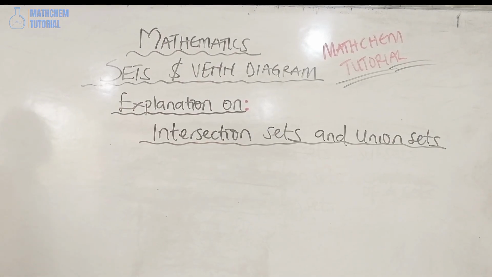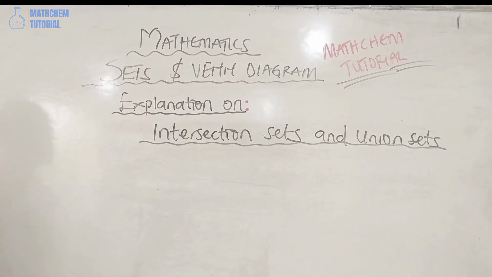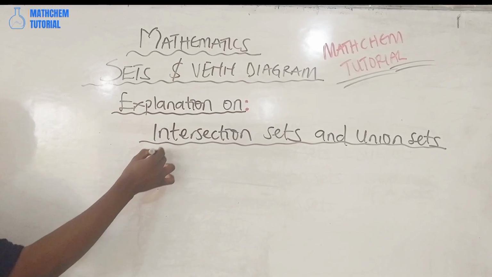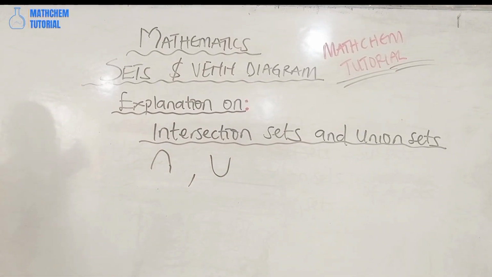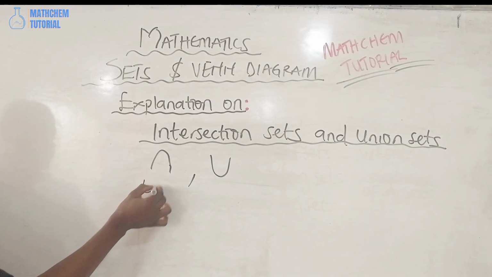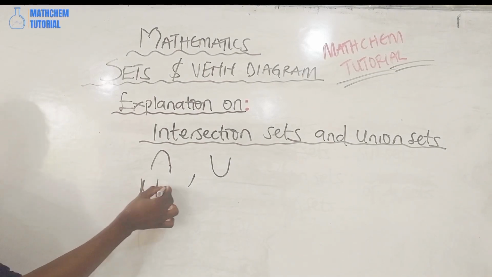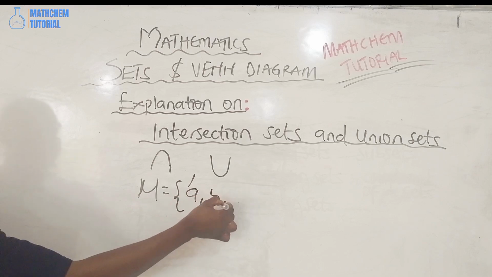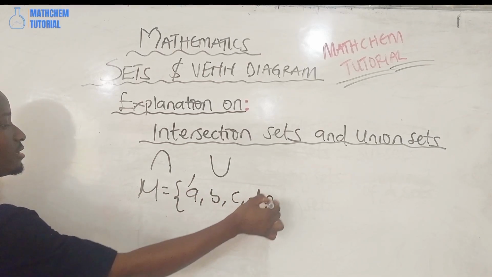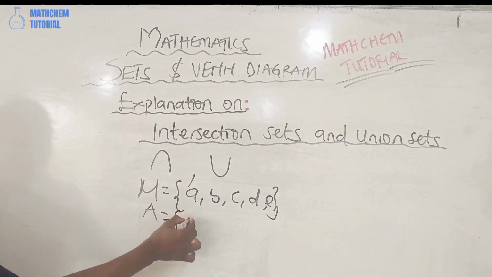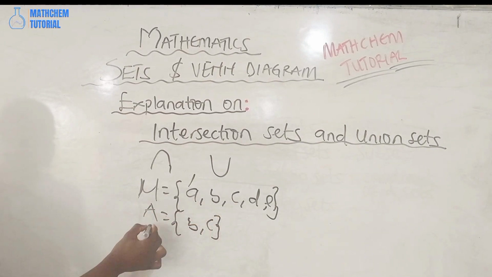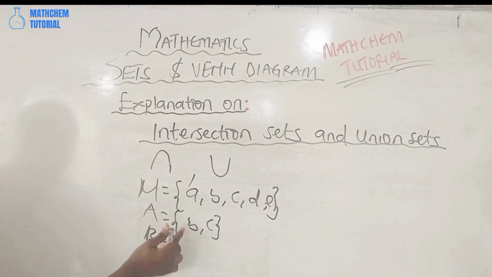What we'll be looking at now is intersection and union. Let me combine both together. Firstly, this symbol represents intersection, while this symbol represents union. Let me explain this very well. Let's assume they give you a universal set as A, B, C, D, E, and we are given a subset A of B and C. You're also given a subset B as A, D, E.